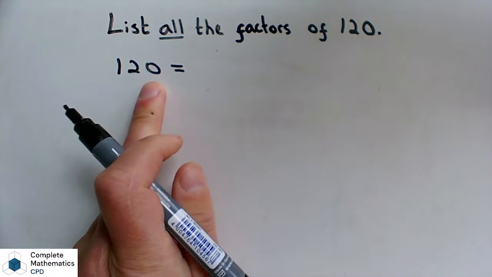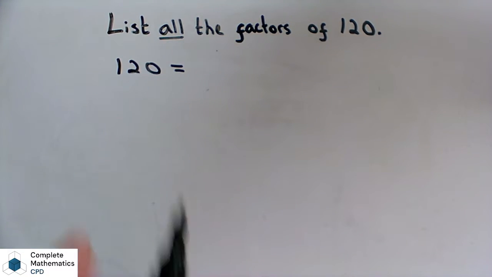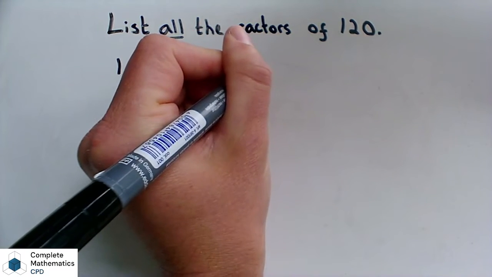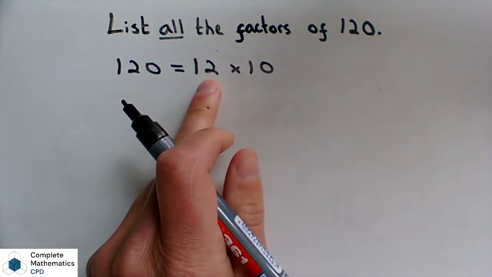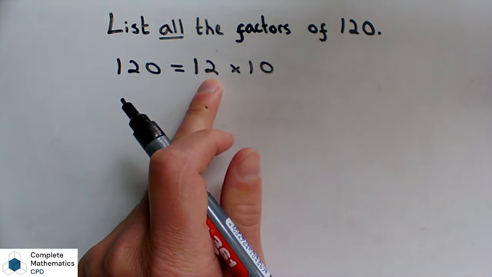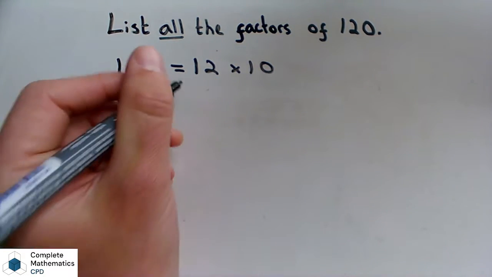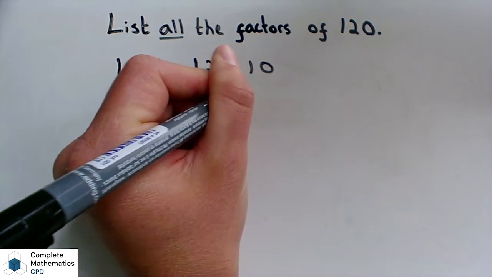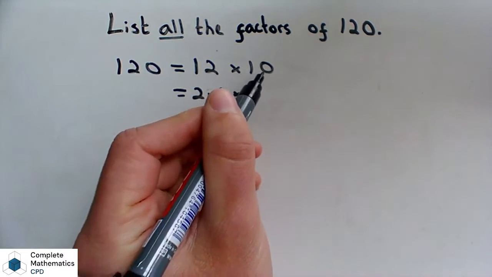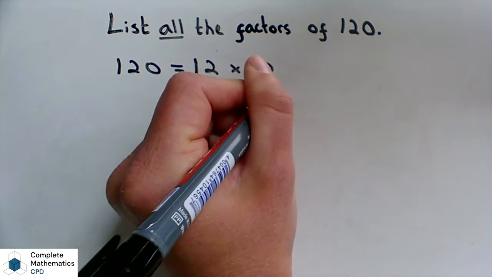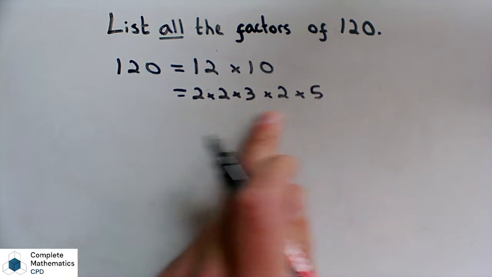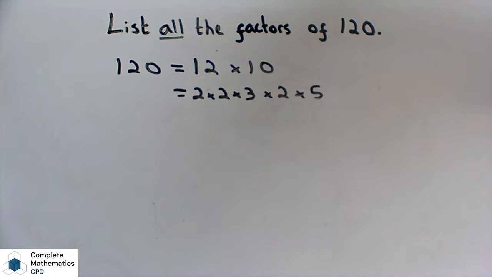Because it's a multiple of 10, I'd always suggest taking your factor of 10 out. So we can write it as 12 times 10. And then this next step, let's consider 12. Well, that's 3 times 4. And 4 is 2 times 2. So it's 2 times 2, which is 4, times by 3, which is 12. And then 10 is 2 times 5. Now all these are now prime numbers. So this is the prime factorisation of 120.